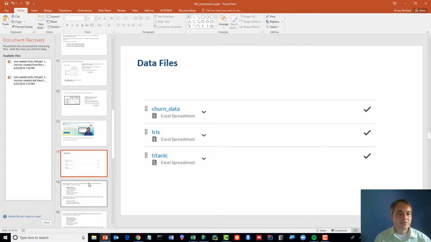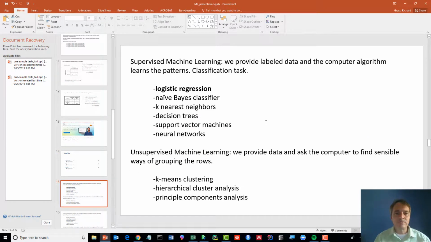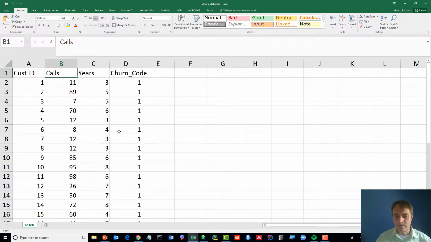Okay, so as I said, we have several different supervised machine learning algorithms. Again, we provide the computer a label, and it learns how to combine the attributes to give the most accurate classification it can. Okay, so the first one is a logistic regression. So let's go ahead and start with the churn data. I'll just demonstrate this real quick in Excel.